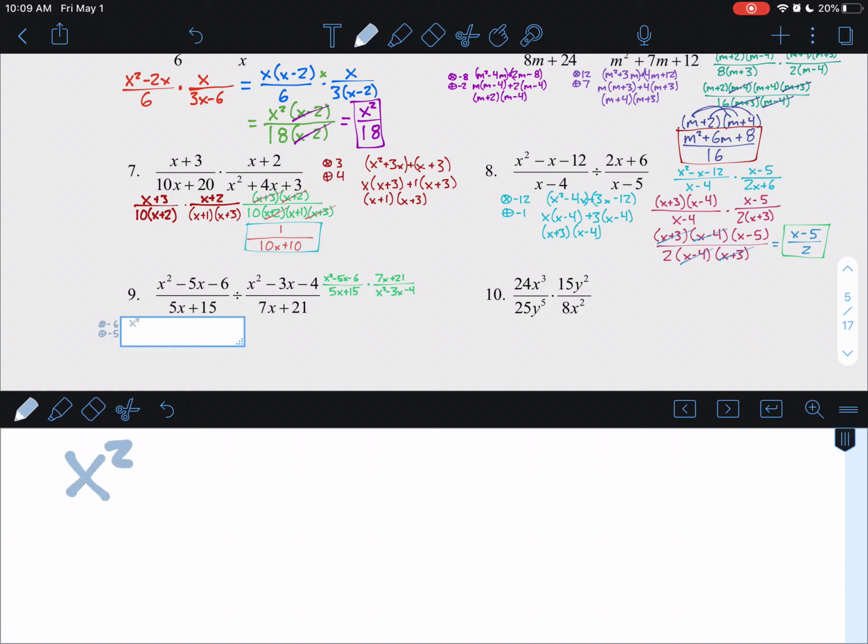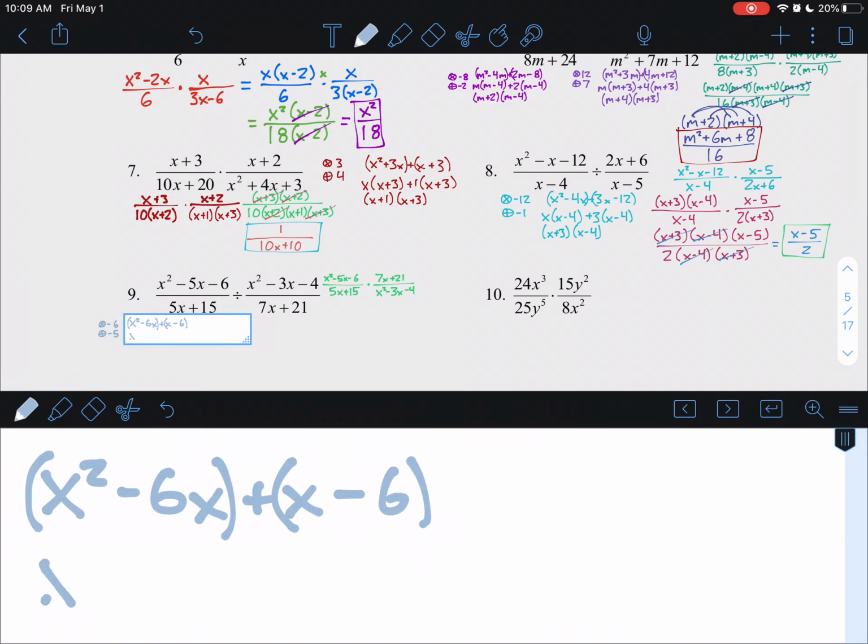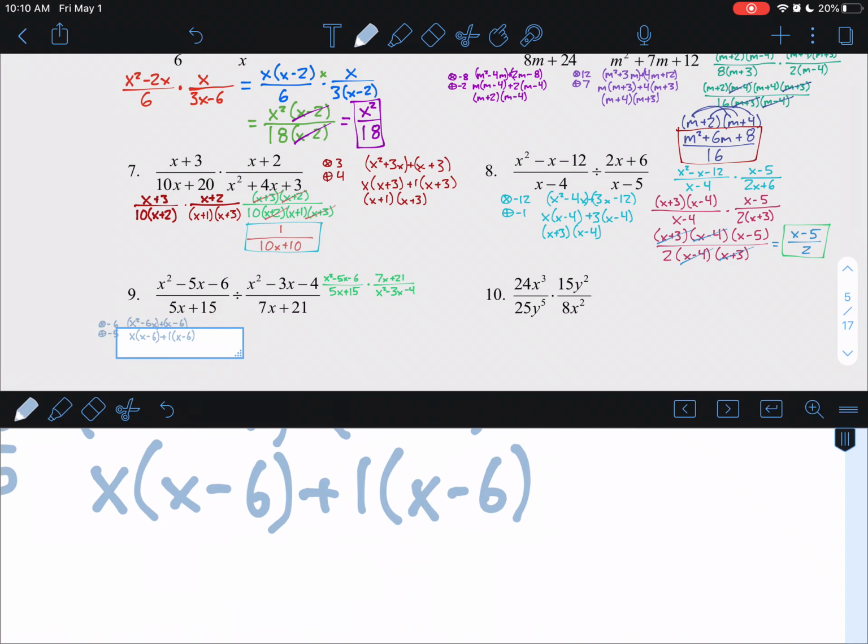So I got x squared minus 6x plus 1x minus 6. Then I pull out the GCF between x squared and negative 6x. It is x, leaving x minus 6. And between x and negative 6, there is no GCF, so I still have to pull out something. That something is 1, leaving x minus 6. And that means my two factors here are x plus 1 times x minus 6.